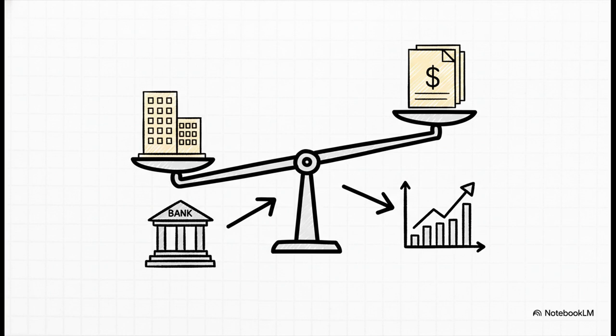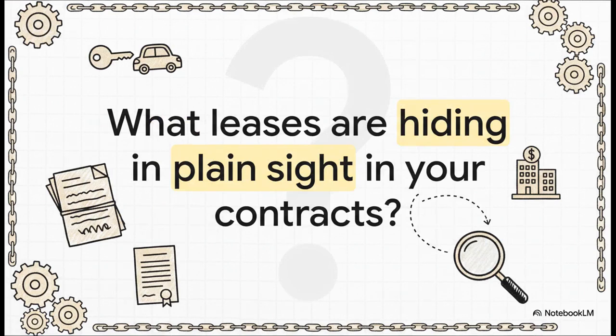And that affects absolutely everything, from your ability to get a bank loan to how investors judge your company's stability and overall value. So the next time you're looking at a service contract or a simple rental agreement, I want you to take a closer look. Use this framework. Think about the identified asset, the substitution rights, and the exemptions. You might just discover a lease that's been hiding there in plain sight all along.